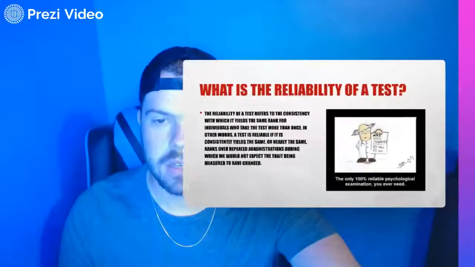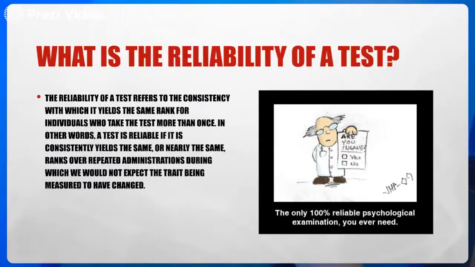Now, to go into the contents of chapter 17, we first have to have a definition of reliability. So, what is the reliability of a test? The reliability of a test refers to the consistency with which it yields the same rank for individuals who take the test more than once. In other words, a test is reliable if it consistently yields the same or nearly the same ranks over repeated administrations during which we would not expect the trait being measured to have changed.